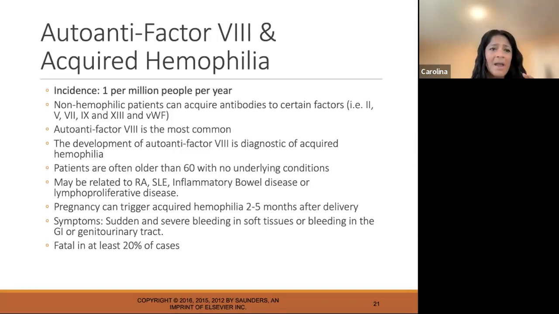So auto anti-factor VIII is the most common one, okay? And the development of auto anti-factor VIII is diagnostic of acquired hemophilia. So when we know the patient has the auto anti-factor VIII, then we know the patient could be said to have acquired hemophilia, not congenital, okay, because that's a whole other thing, but acquired because it resembles the condition.